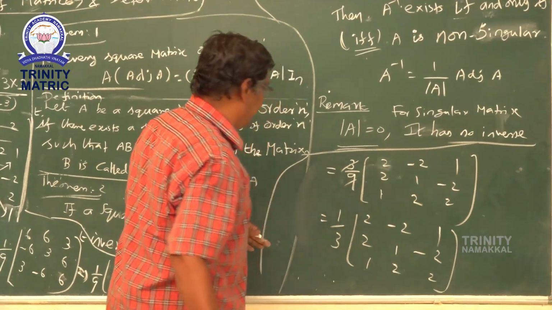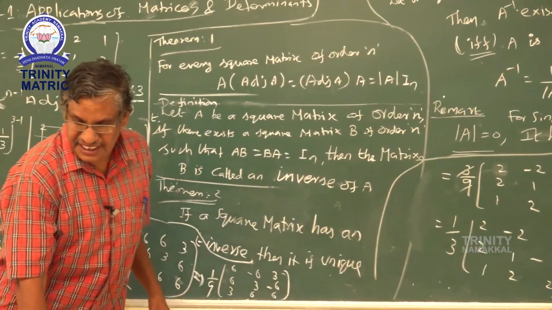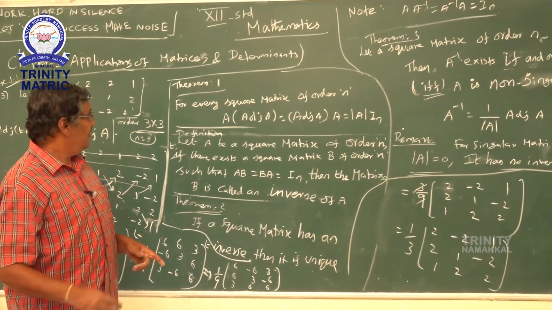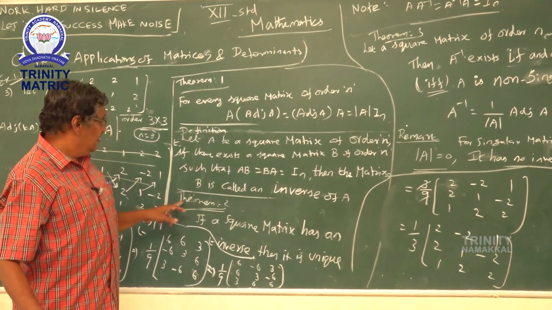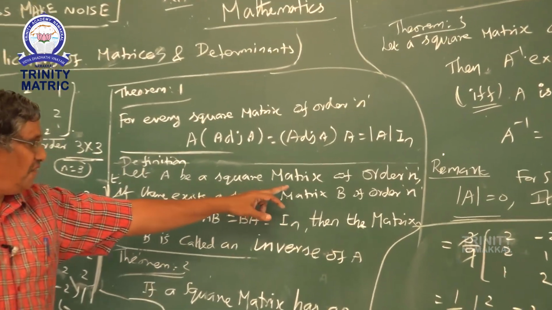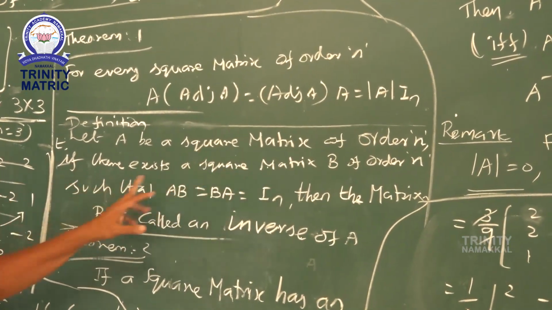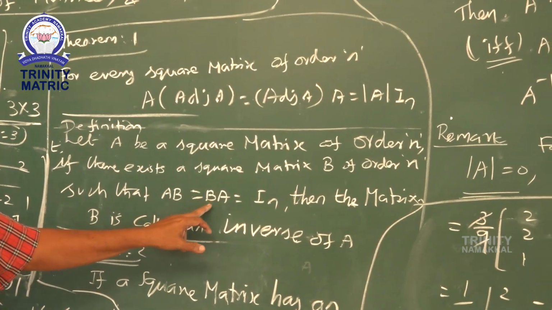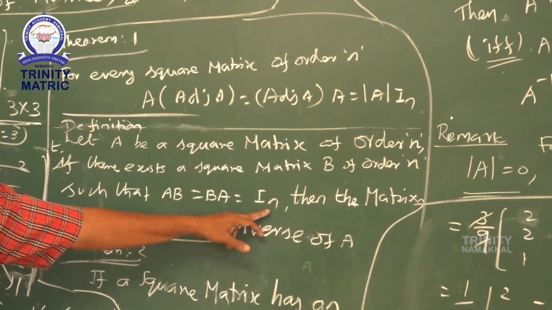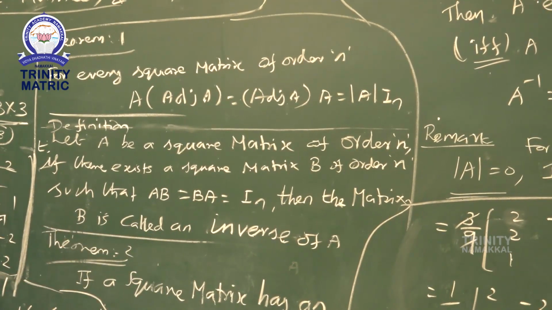How to find adjoint A? Now we will go for inverse of A. How will we find the inverse matrix? That is the definition. Let A be a square matrix of order n. If there exists a square matrix B of order n such that AB is equal to BA is equal to I_n, where I_n is the unit matrix of order n, then the matrix B is called an inverse of A.